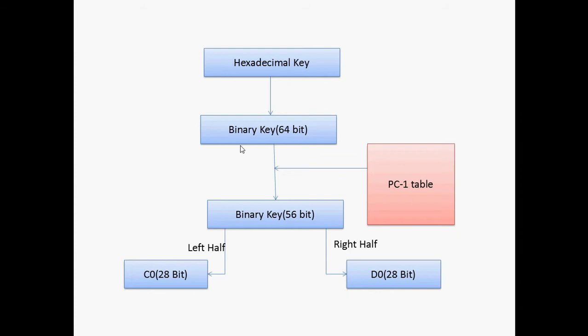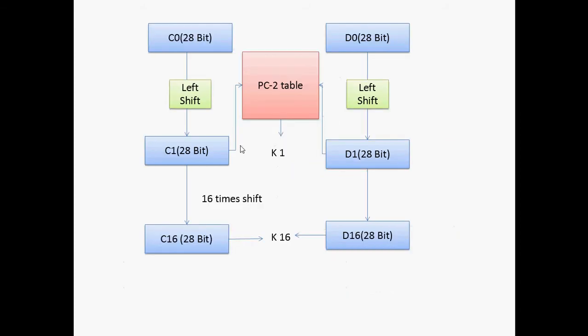Using the PC table, once we get the 56-bit binary key, we will divide the key into two halves, the left half and the right half. The left half is known as the C0 and the right half is the D0. Each of these are 28 bits.